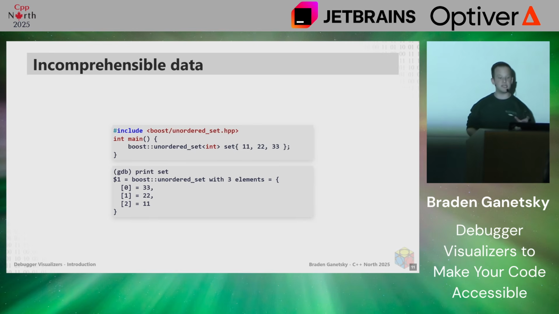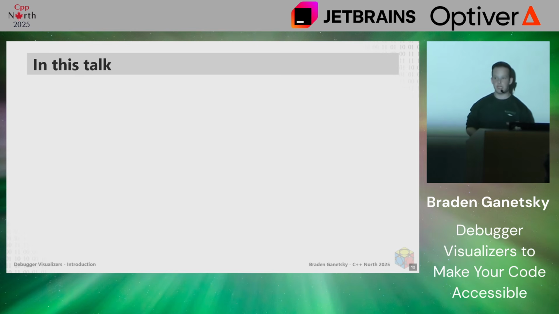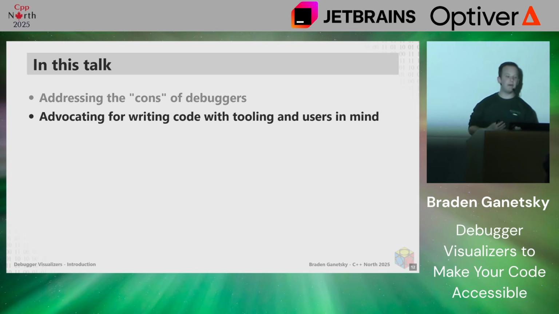From a user perspective, this is the kind of stuff you need to see. So basically, this talk is going to be addressing the cons of debuggers that I've been pointing out, and I'm advocating for writing code with tooling and with your users in mind. So not just someone who knows exactly how to use the library with no bugs, but to keep in mind the people that are going to be writing bugs in the code that you write.